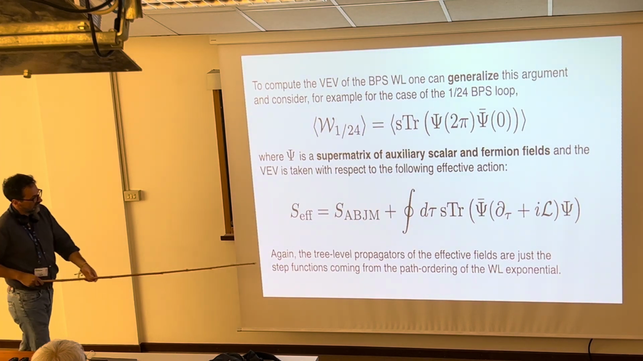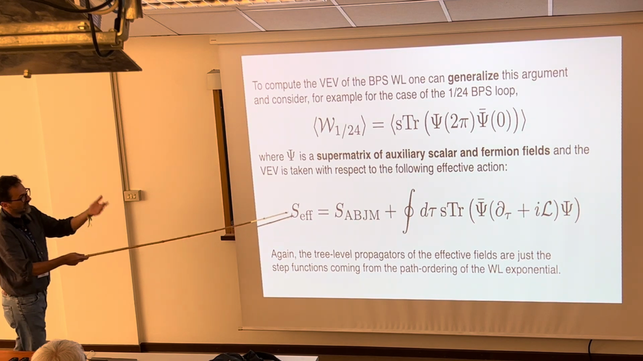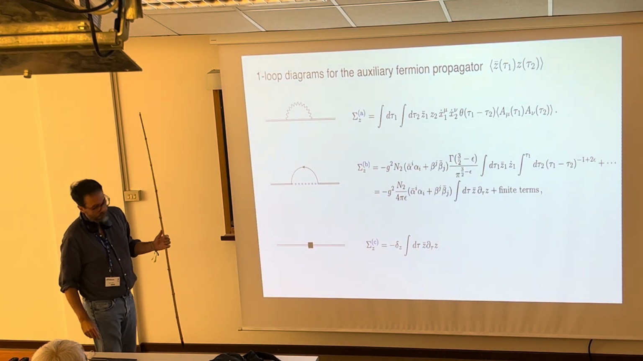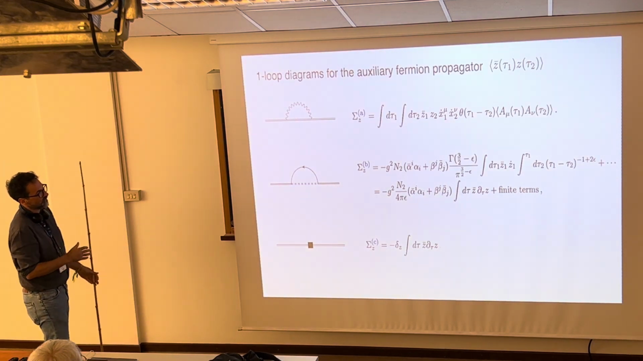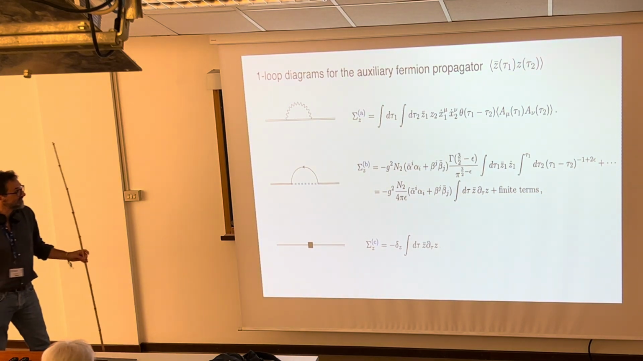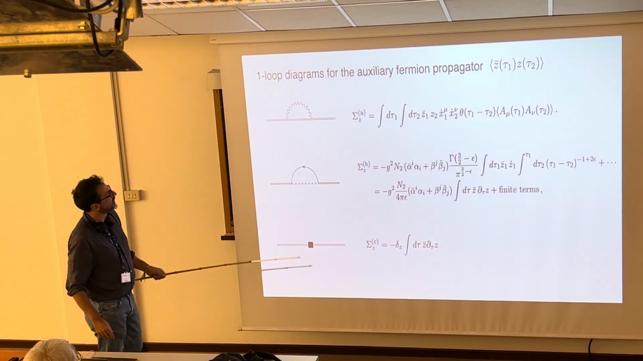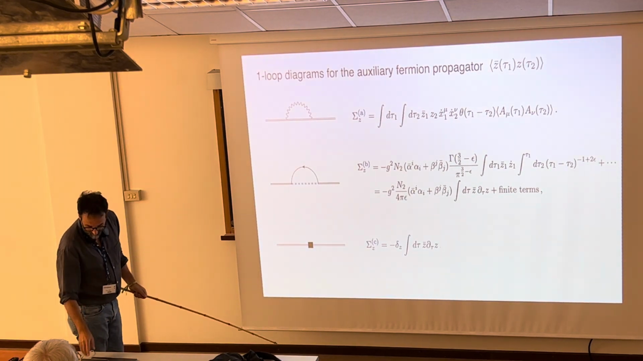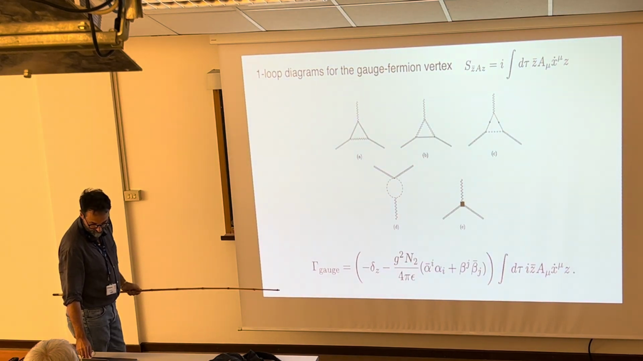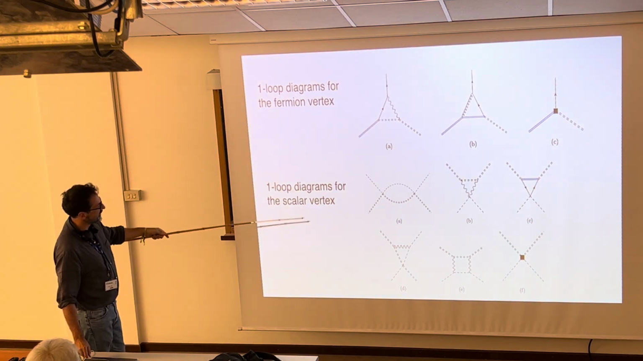Again, you can show that at tree level the propagators of the effective fields are just the step functions that come from the path ordering of the exponent of a Wilson loop. Then you can do the computation. I just show these to show off Luigi and Marcia's ability of computing Feynman diagrams. You compute corrections to the fermion propagators, and then you have counterterms. Of course, you have divergences to regulate, and the fermion vertex and the scalar vertex.